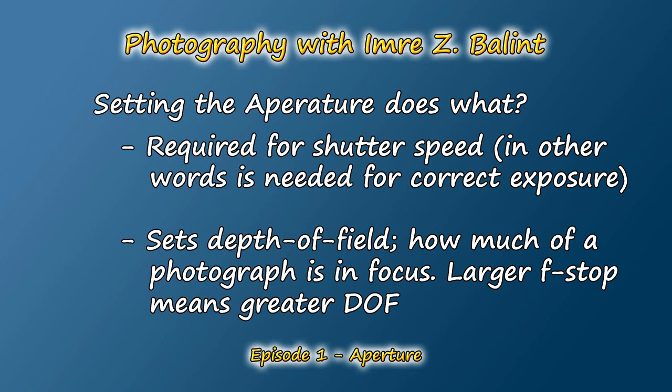And by now you're probably thinking, okay, great, I know what this f-stop means and the aperture, I know what it looks like, but really, what can this be used for? Well, it's required for the shutter speed. In other words, it's needed for the correct exposure, so your picture's not too dark and not too light. And it also sets your depth of field, in other words, how much of your photograph is going to be in focus. Basically, a larger f-number means that you'll have more of your picture in focus. If you're using smaller numbers, less will be in focus. Let's take a look.